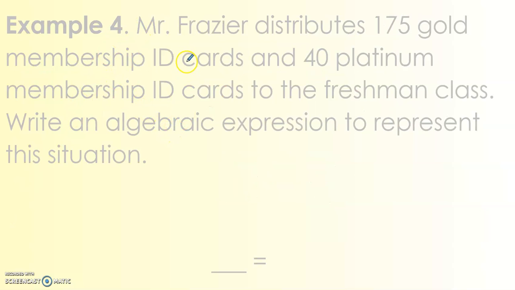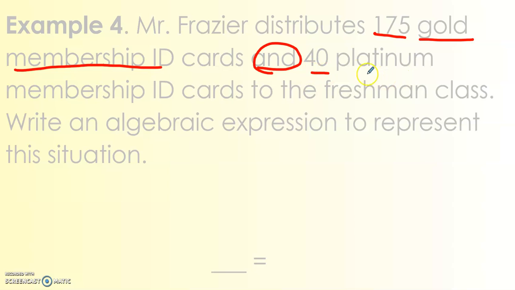Example 4, start with a cold read. Mr. Frazier distributes 175 gold membership ID cards and 40 platinum membership ID cards to the freshman class. Write an algebraic expression to represent this situation. So what I'll do next, just like in the last one, is go through and circle anything that might be important mathematically or underline. I see 175 gold membership IDs. That's important. And 40 platinum membership ID cards, also important, to the freshman class.